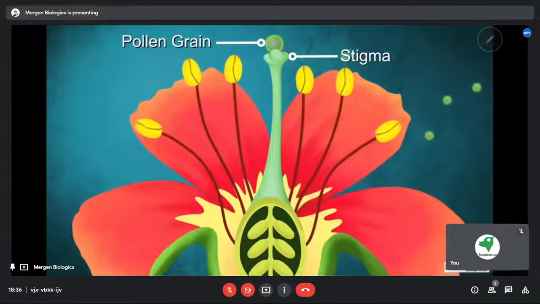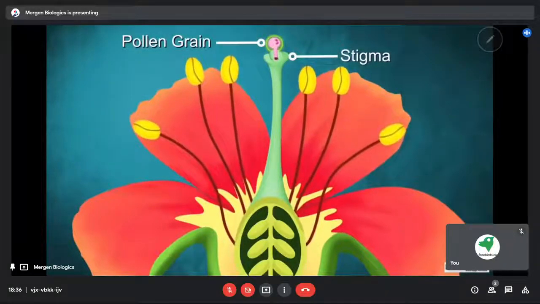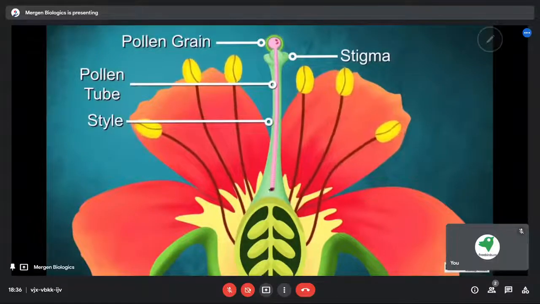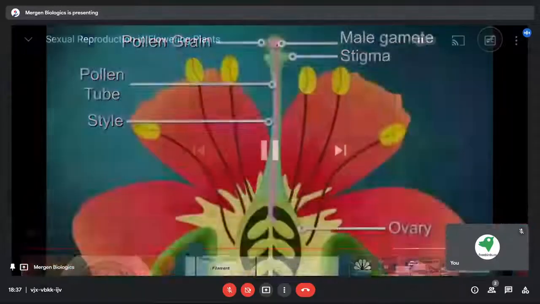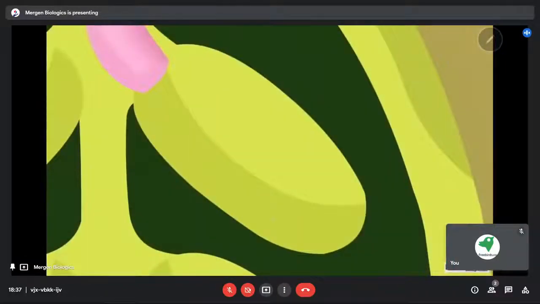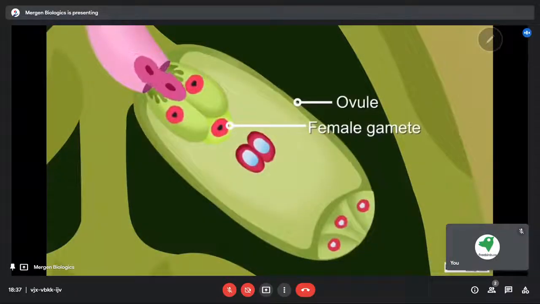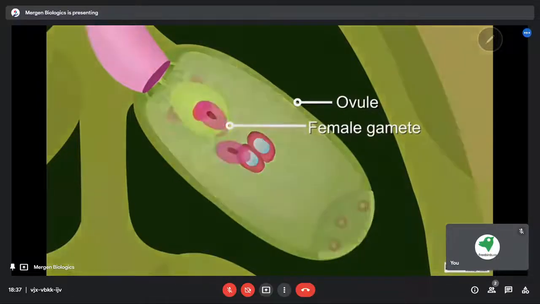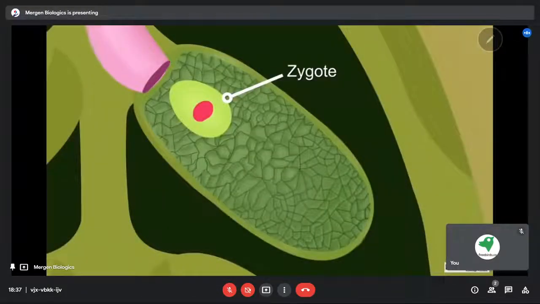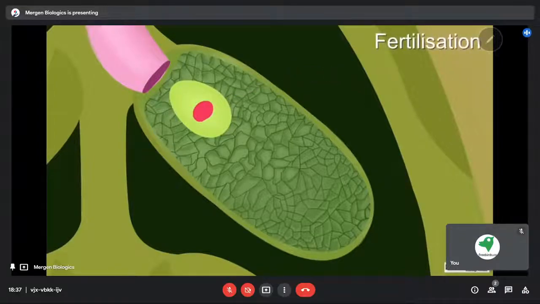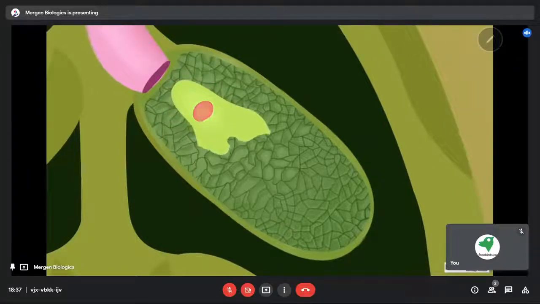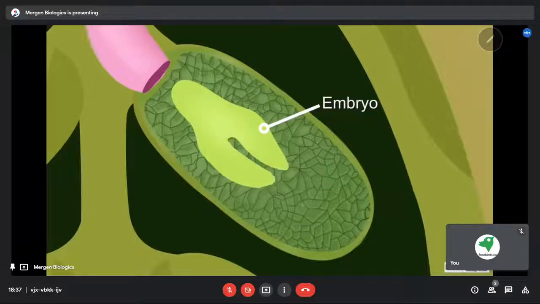Then the pollen grain lands on the stigma and travels to the ovary through the style. And then they get into the ovary. In the ovary, the male gamete that is present in the pollen grain will fuse with the female gamete that is present in the ovule, and a zygote is formed. The zygote formation process is known as fertilization. So after pollination, fertilization will take place, and then the zygote will develop.